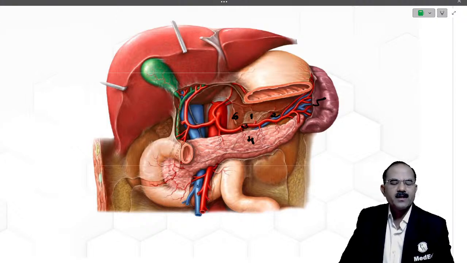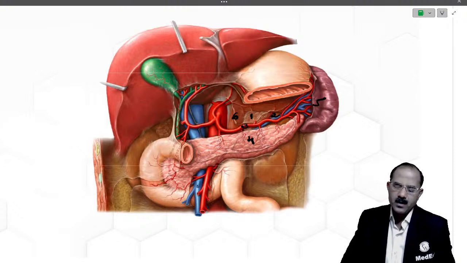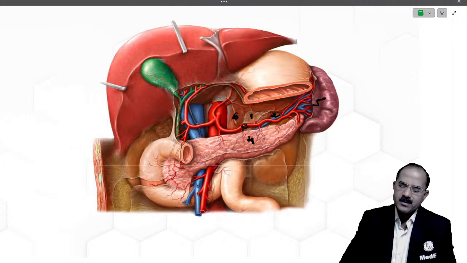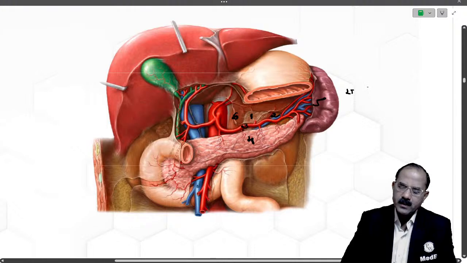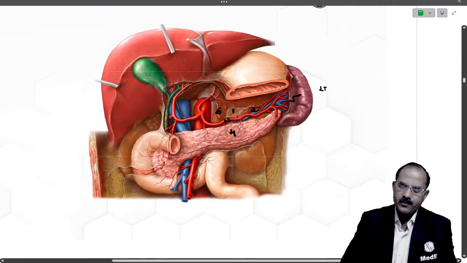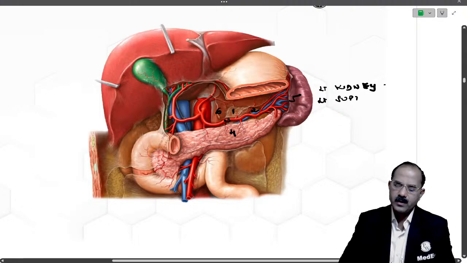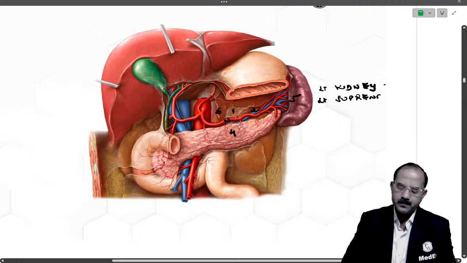We will be taking the embryology later. So what is the stomach bed formed by? The stomach bed is formed by the left kidney. You get MCQs on all this. Left suprarenal. Stomach bed: left kidney, left suprarenal. Then third is the splenic artery. Pancreas.